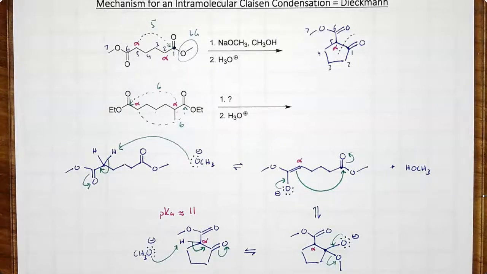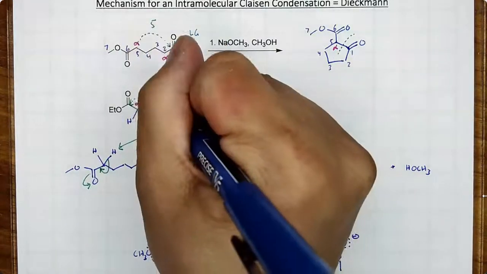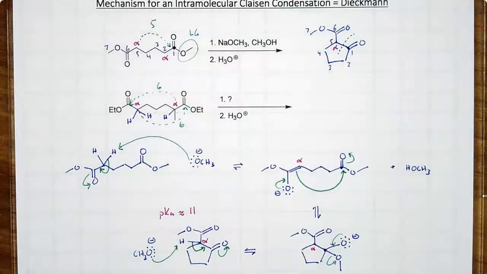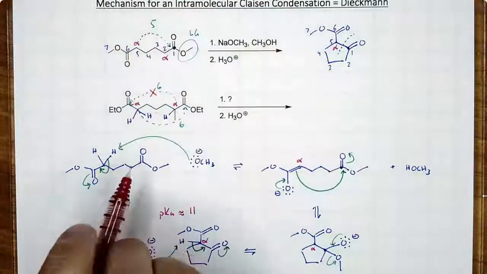So it's this alpha carbon that has the 2 hydrogens. This one only has the 1. So we are rejecting making the enolate on the right, and we're not doing this ring closing, we're doing the one on the bottom.